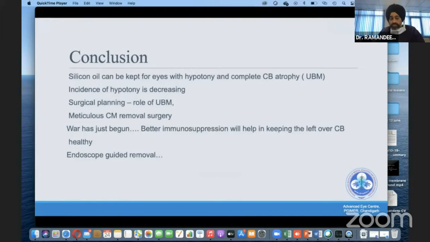But again, the war has just begun, because you have to give immunosuppression to these patients for a long time. We have to keep them under long follow-up, because we have to keep the remaining ciliary body healthy. Again, I did not touch upon the endoscopic guided removal that can also be done in these eyes.